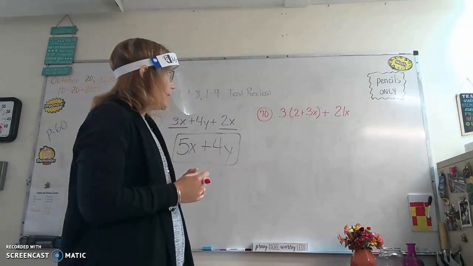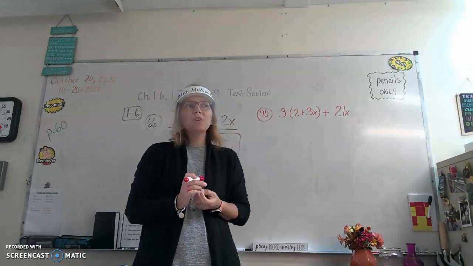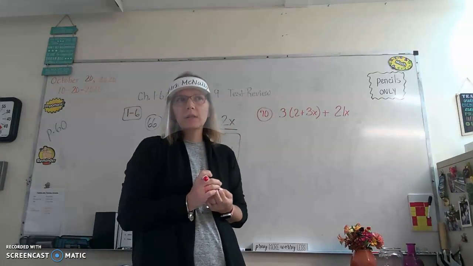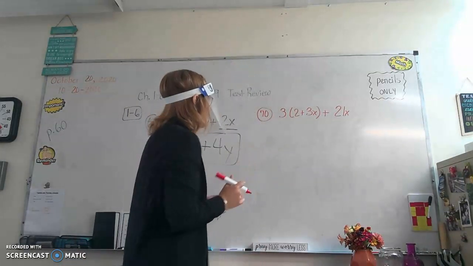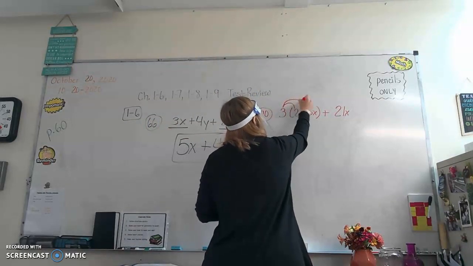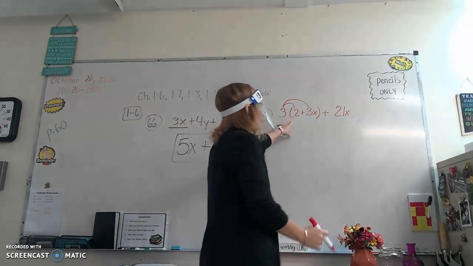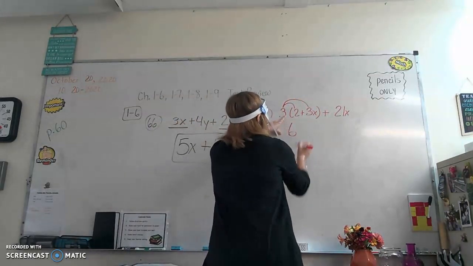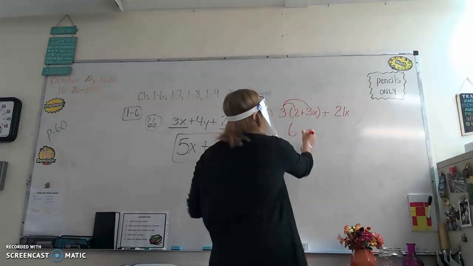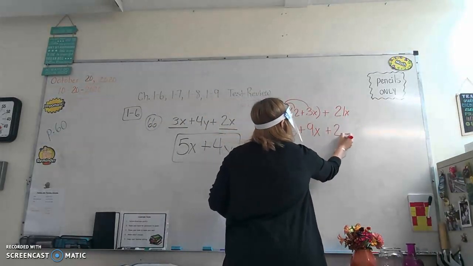Okay, so for this next one, we have a couple of different things going on. What do I need to do first to solve it? Yes, parentheses first. Nice job, guys. So I'm going to use the distributive property and distribute that 3 into the parentheses. So 3 times 2 is, and 3 times 3x, 9x. Good. And then bring down that 21x.